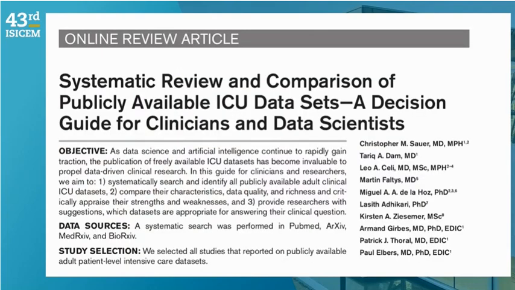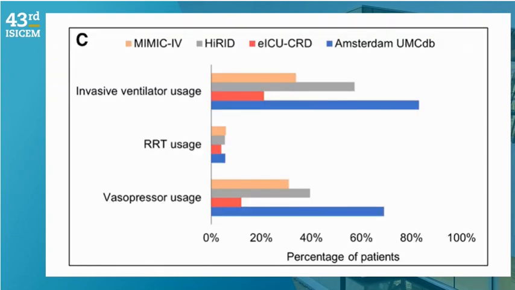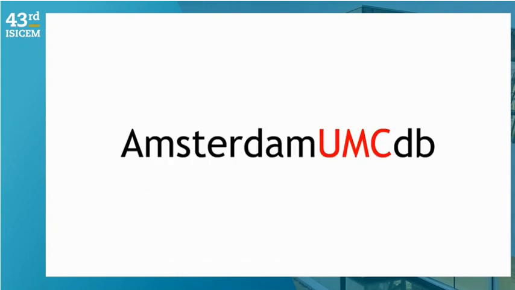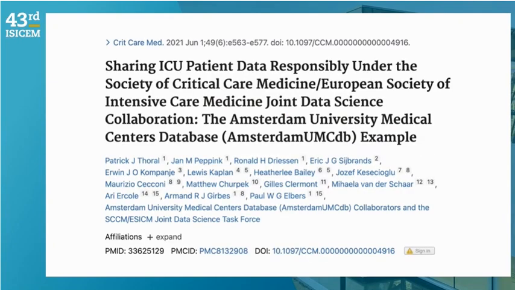We've done a systematic review to compare the datasets that are already available for you to download, because it is good to know there are very important differences between these databases. Just to give you an example, if you look at invasive ventilator usage, renal replacement therapy or vasopressors, in other words how sick these patients are, there are major differences, with Amsterdam UMCDB probably having the sickest patients. I'll focus a bit more on that now, and I'll show you our example of how we did this, so that you can start doing that tomorrow.